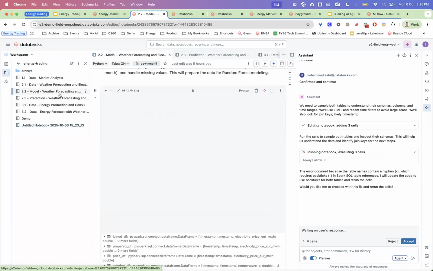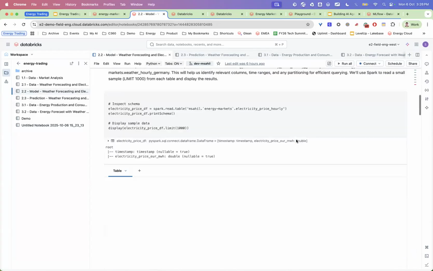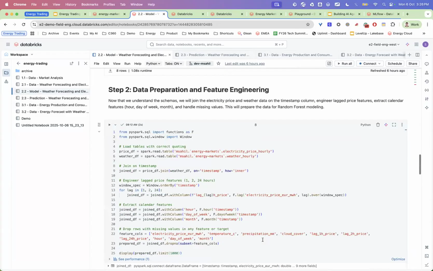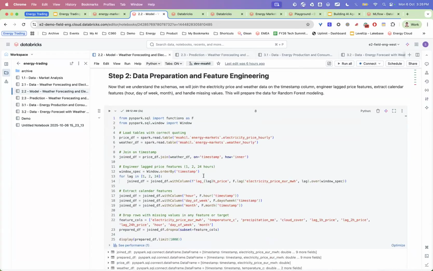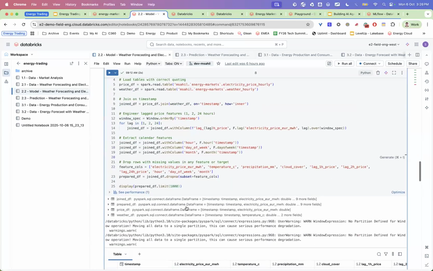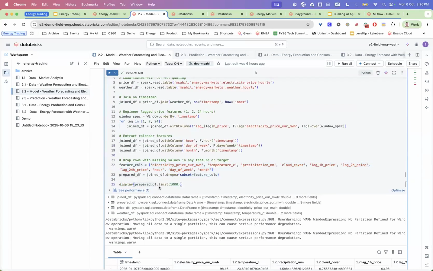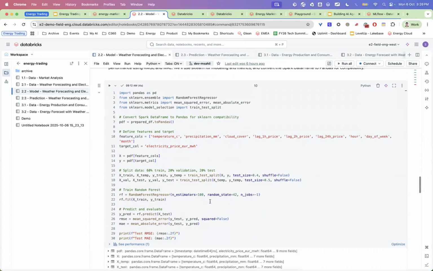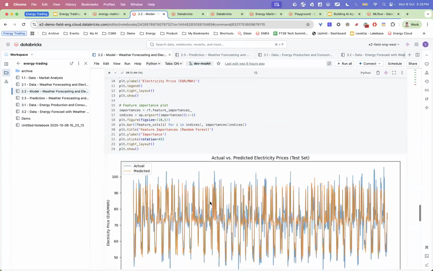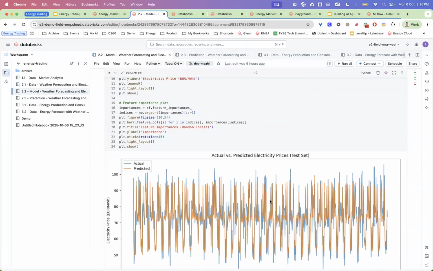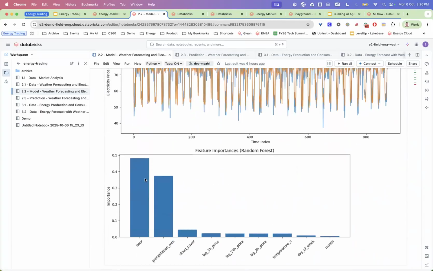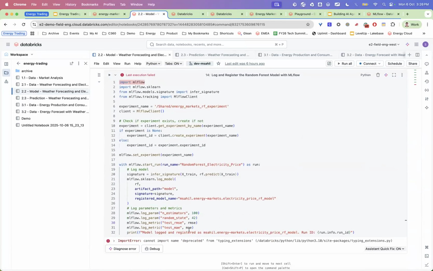So this is the one I created, and you can see here the entire code in this notebook was generated by the agent. So this is the data preparation and the feature engineering part. It generated this code, and it picked up the important features here. And you can see here, this is the model training and evaluation. So it created the entire pipeline to build the model. And it shows the visualization, like actual versus predicted, so it shows you how the model is behaving, and you can iterate and loop through it. And the feature importance from the random forest model, right? So which features are important. And it registers this model into Unity Catalog.